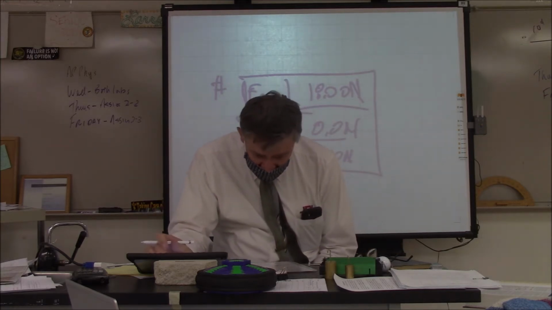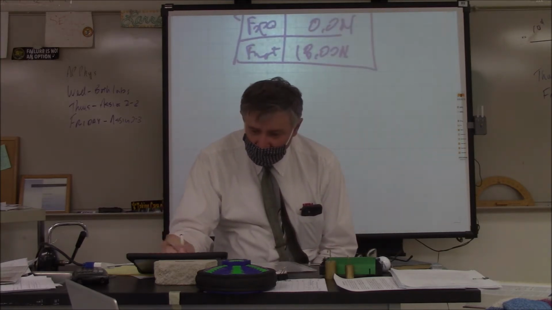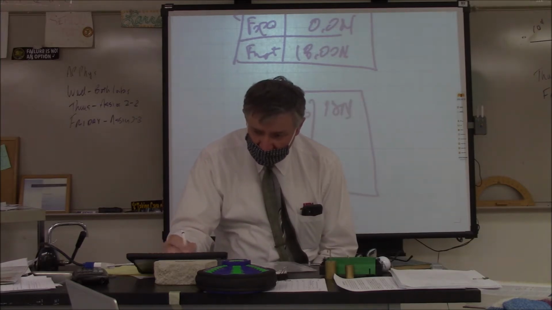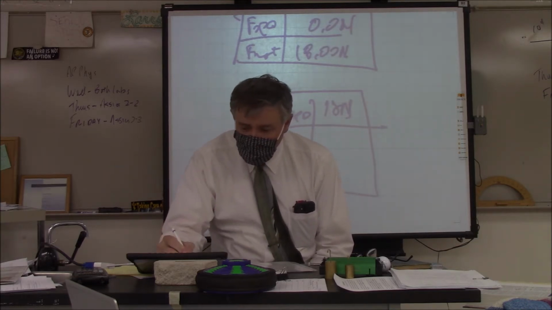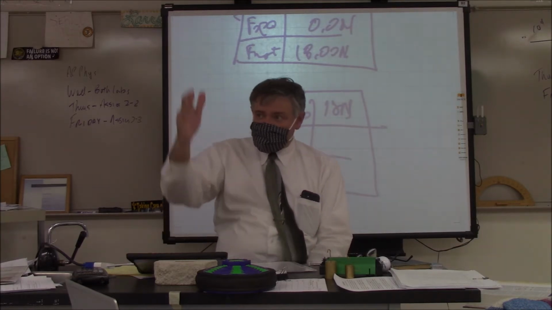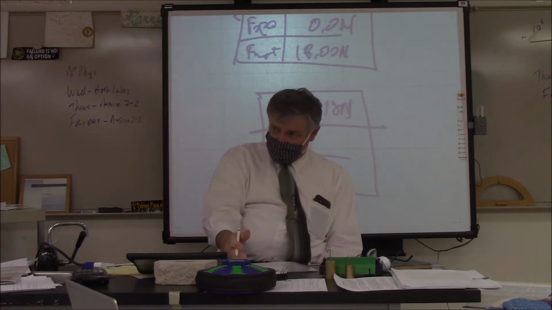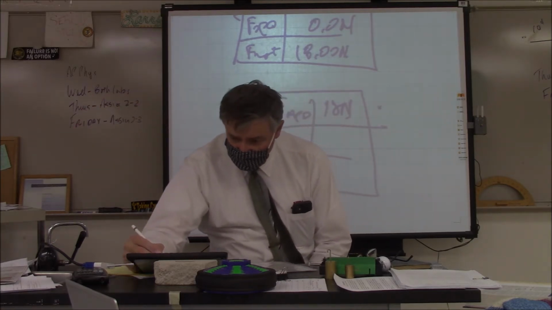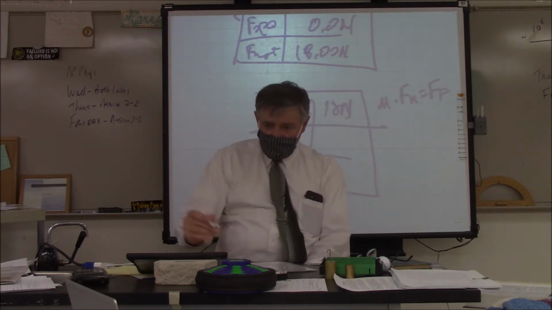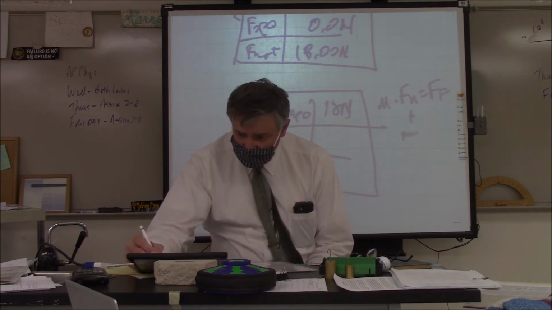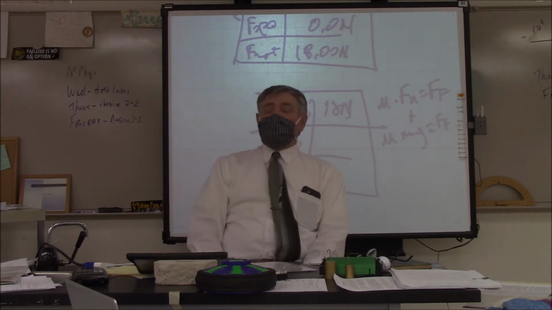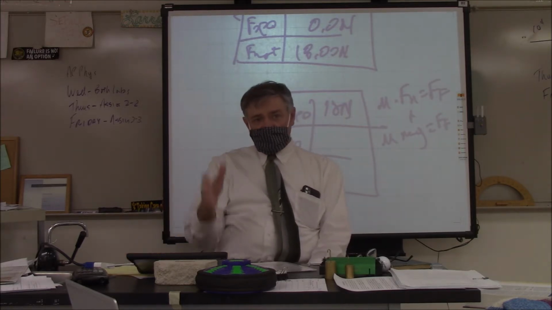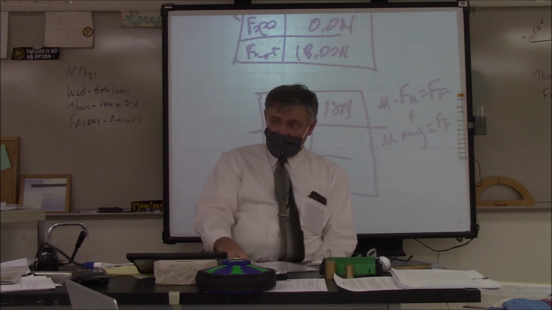Now, on number 5, we changed the situation. We still have the same applied force of 18 newtons, okay? That's still there. Now, I gave you the coefficient of friction, so you're going to have to find that opposing force. To get this, you're going to go mu times force normal is going to equal that force friction. So that force normal is mg. So basically, it's mu mg is going to equal your force friction. Now, this is where you have to watch the sign.